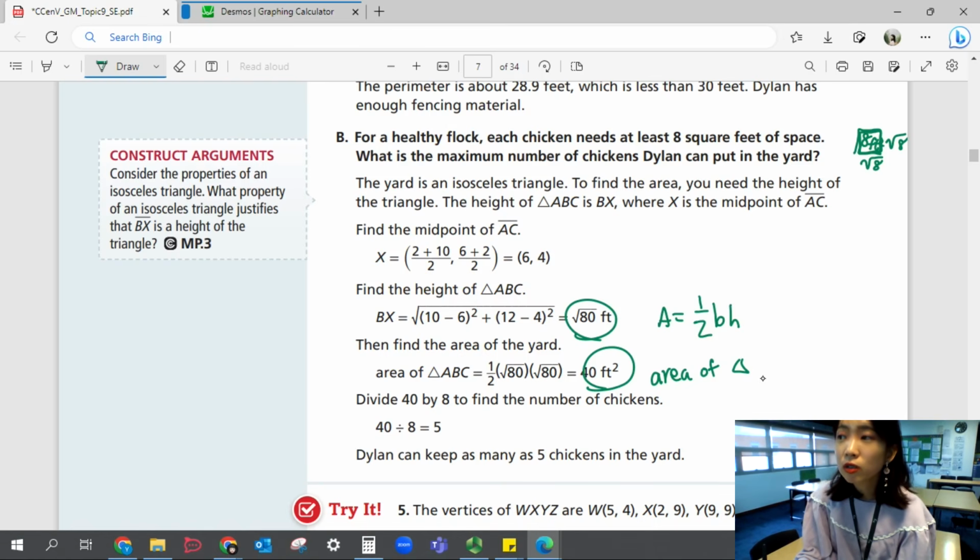inside the fence. So you're going to divide 40 by 8 to see how many 8 square feet of an area would fit into this area. So 40 divided by 8 is exactly 5. So we can say that Dylan can keep as many as 5 chickens in the yard. Okay? So it depends on what kind of information we want to get.